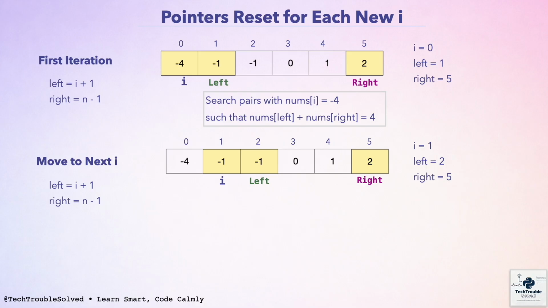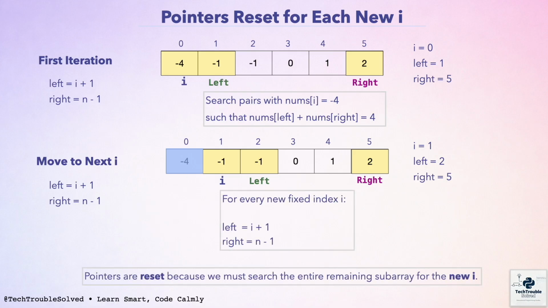Notice something important. All elements before i are already processed. So we only search in the remaining subarray to the right of i. That is why the pointers must be reset for every new value of i, so that we can explore all possible pairs in the remaining part of the array.